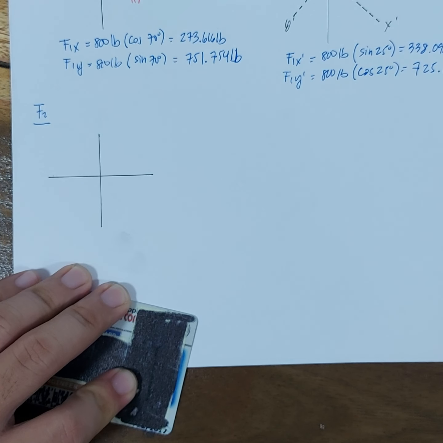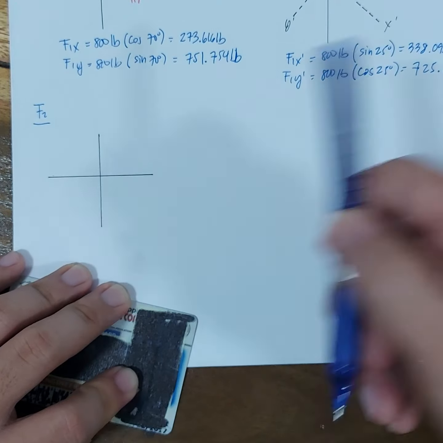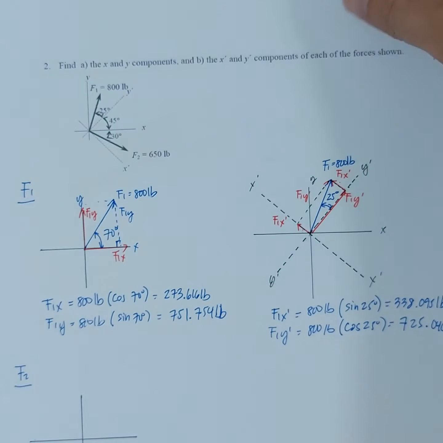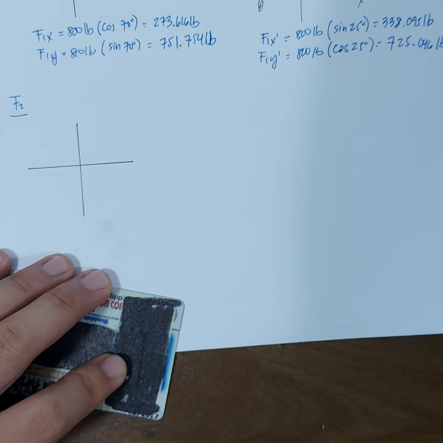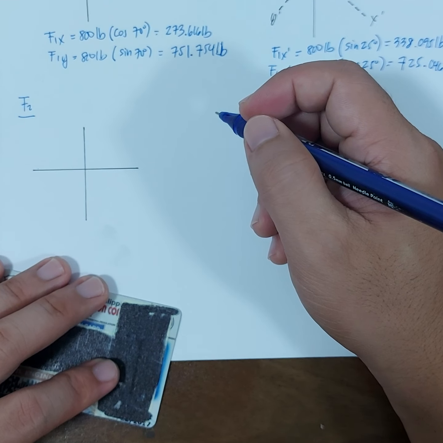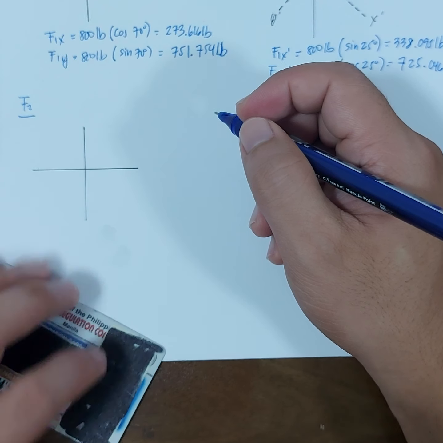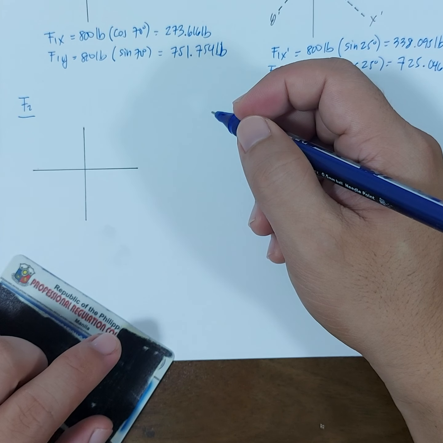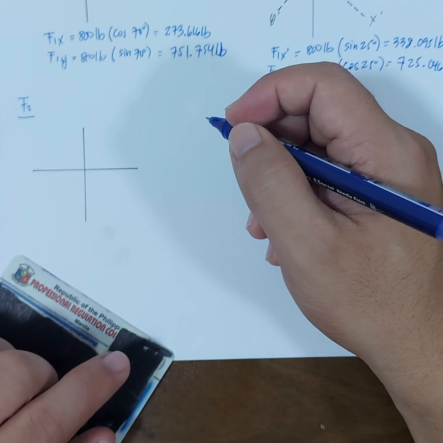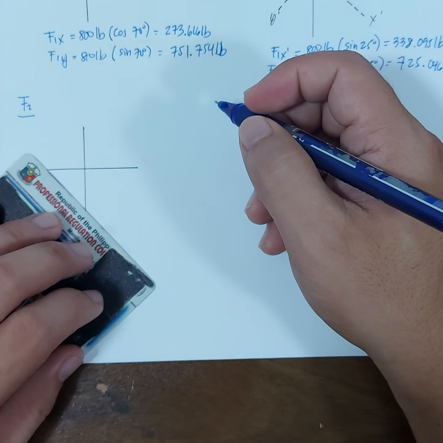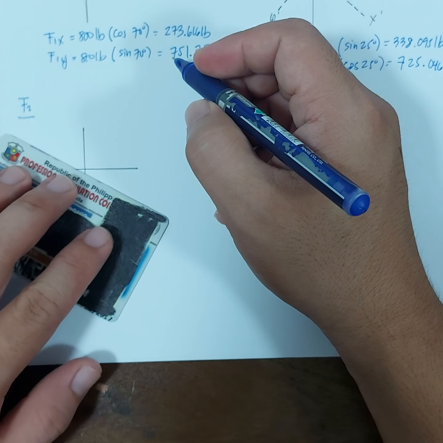Okay, nasaan yung F2? Okay, ito yung F2 natin. So, let's try to draw that in our figure. So F2 is located 30 degrees below the positive horizontal axis, so x-axis natin. So this is 30 degrees.